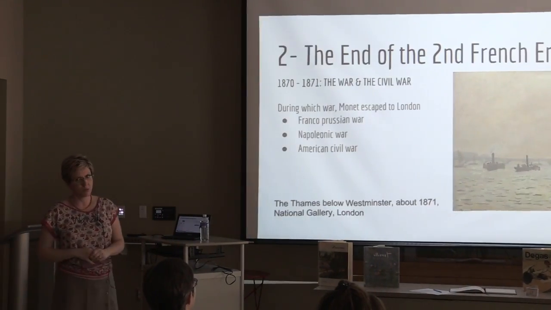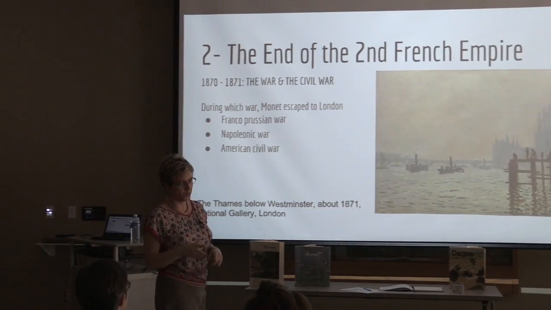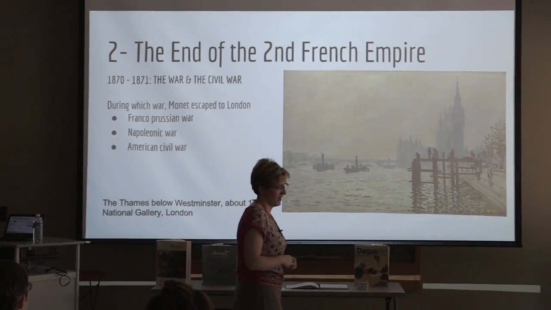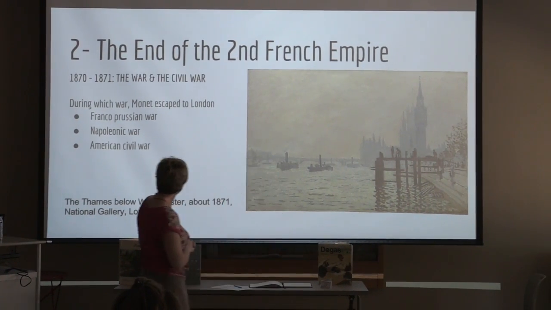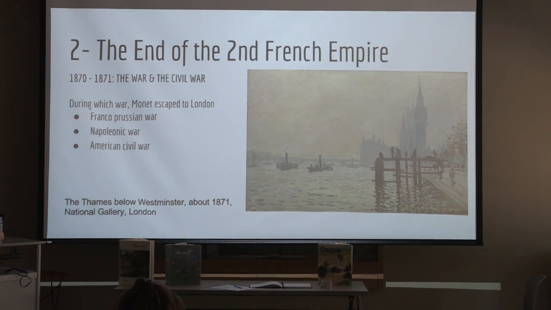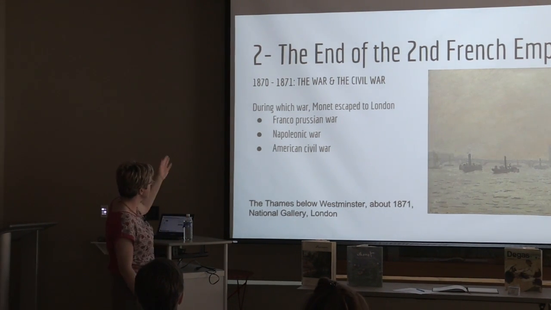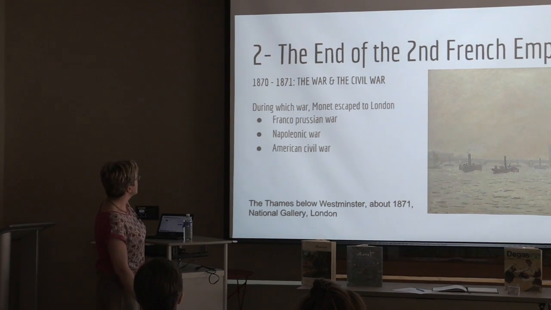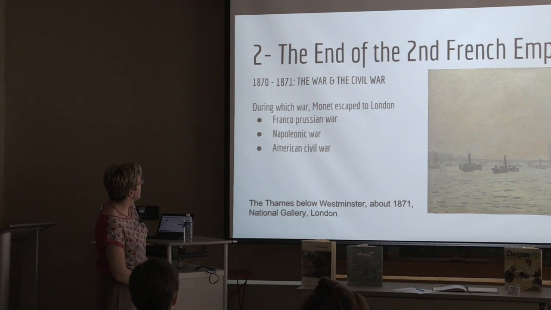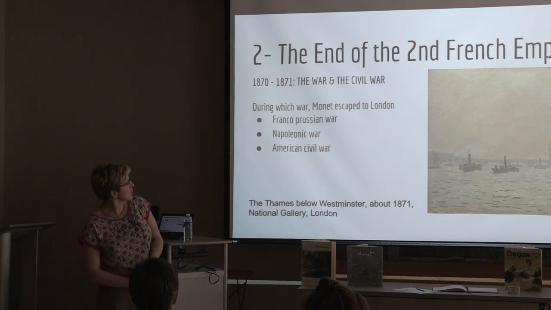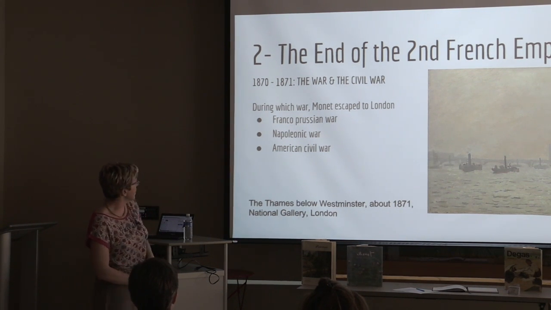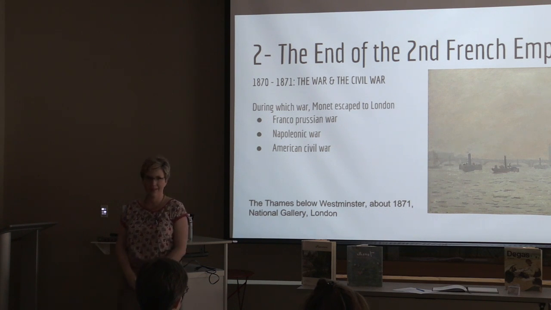Okay, now we're moving to the second theme. So I told you, revolutionary art movement, the end of the Second French Empire. 1870, 1871. So he is 30 years old. Remember, he was born in 1840. This is 1870. During which war did Monet escape to London? The Franco-Prussian War, the Napoleonic War or the American Civil War?